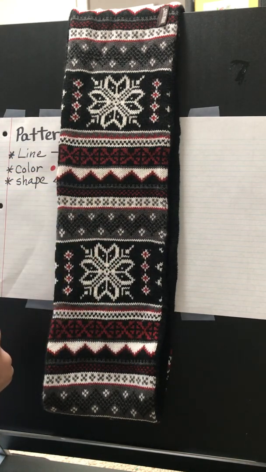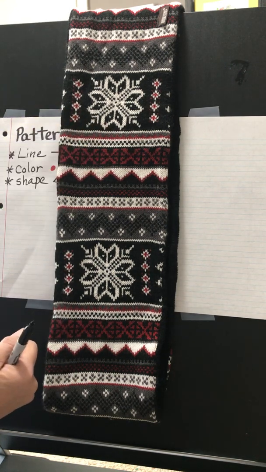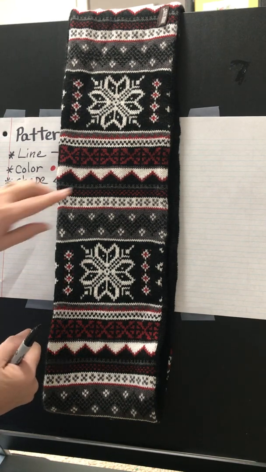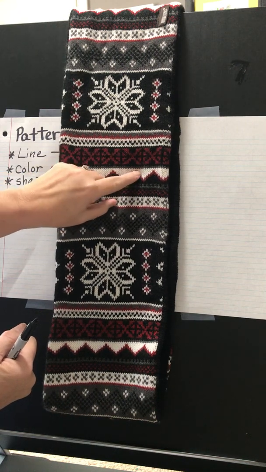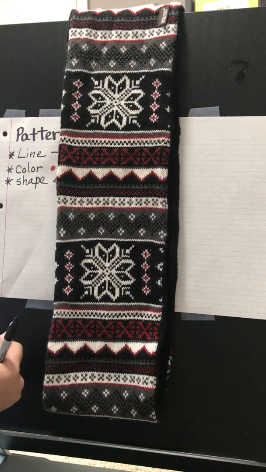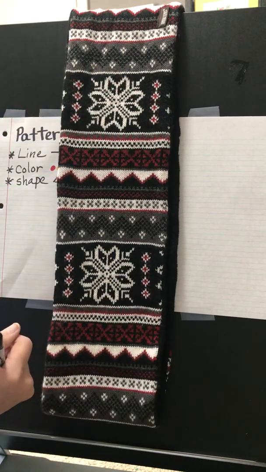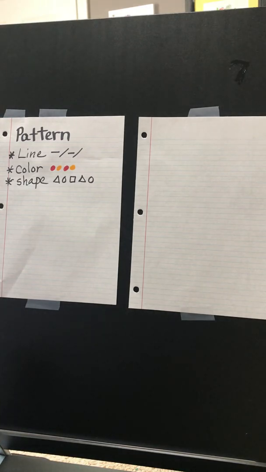Do you see any color pattern? Yeah, there's white, gray, red, black. White, gray, red, black. What about shape? Look at this one. These are triangles that are put together, and then triangles that go this way. So we have all the three types of patterns that are woven into this scarf. So today we're going to do a drawing, and when we're done with this drawing, it's going to have some pattern work on it. Okay?